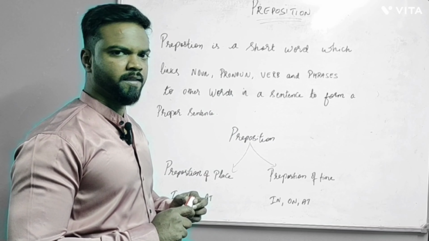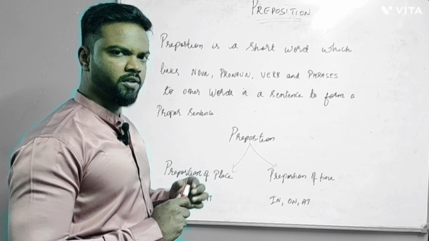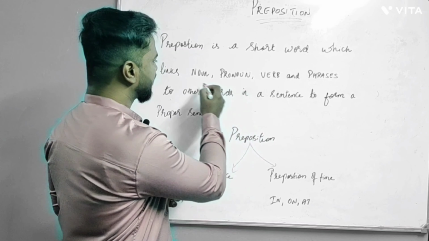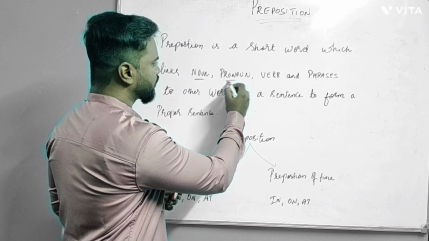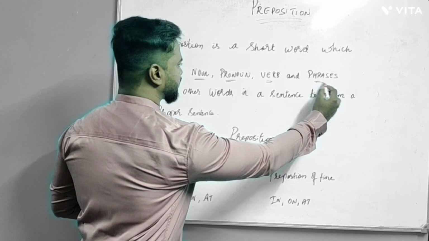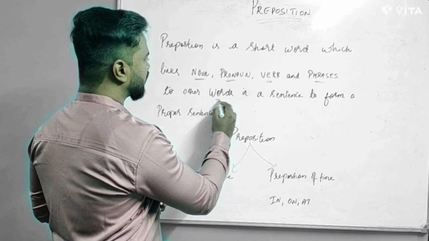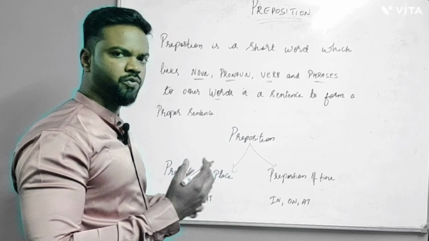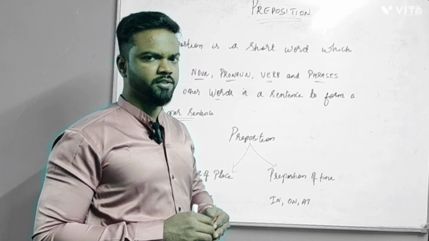What is preposition? Preposition is a word which links nouns, pronouns, verbs, phrases to other words in a sentence to form a proper sentence. Or in other words, it is used to show direction, location, time, and to introduce an object.